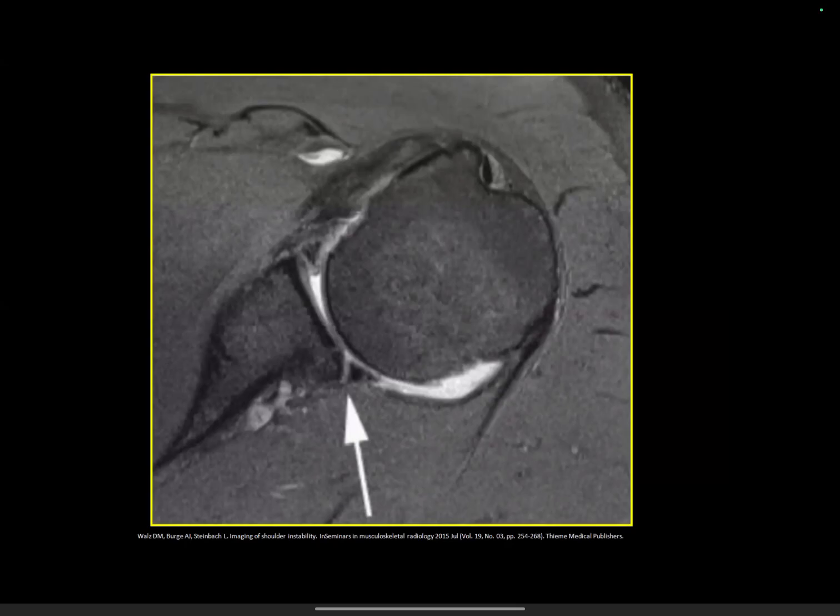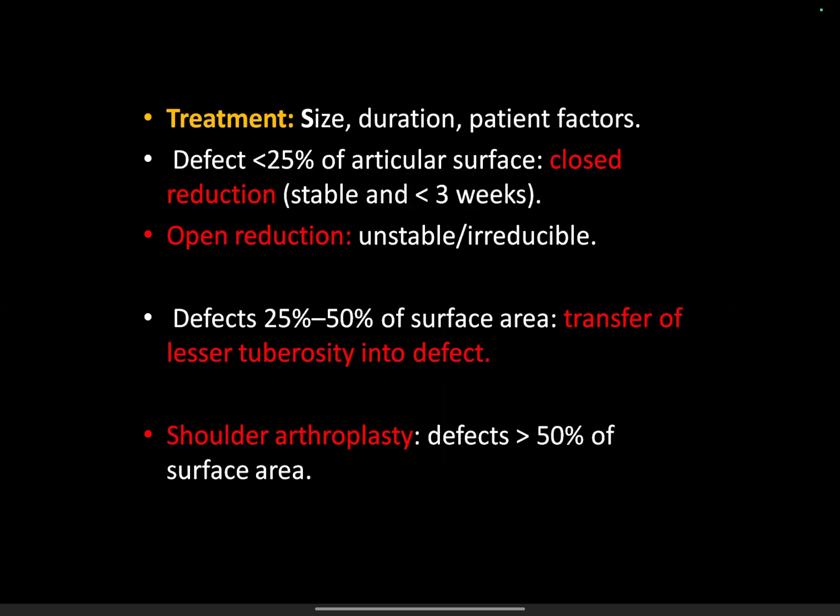This is another example of reverse Bankart fracture. There's disruption of the periosteum and a cut of the labrum as well, posterior. Treatment of posterior dislocation depends on the size, duration, and patient factors. So remember why we said earlier we need to measure the amount of bony loss and involvement of articular surface, because based on that number, the surgeon would know what to do with the patient.